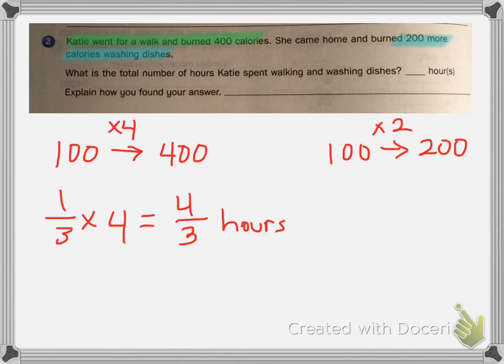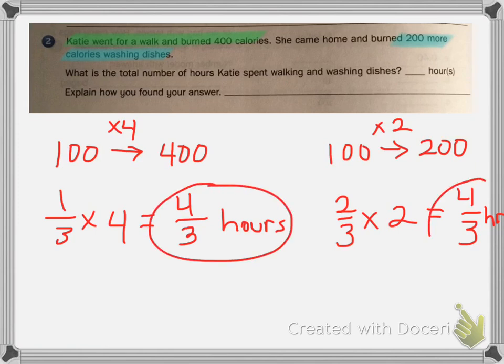So how long does it take to burn 100 calories washing dishes? And the answer is 2/3 of an hour. She did that 2 times. And so if we do 2/3 times 2, count by 2/3 2 times, that gives us 4/3. So we have to figure out what the total is. So we know we have 4/3 hours for walking and 4/3 hours for washing dishes. And so we're going to put those together, 4/3 plus 4/3.